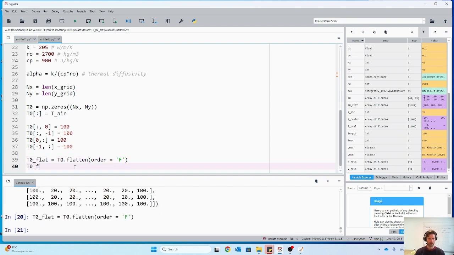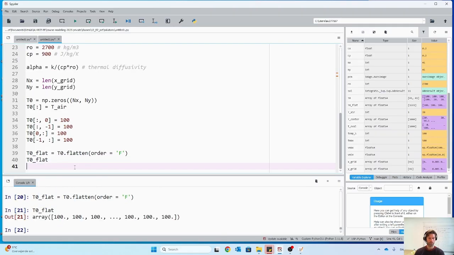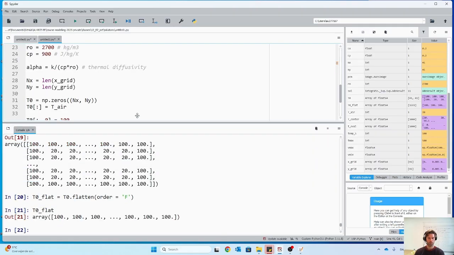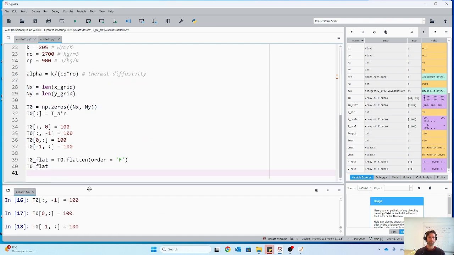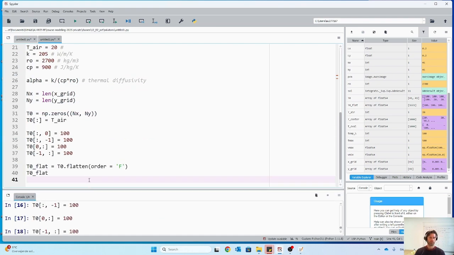Let's take a look at T flat. So now it is a 1D array. And of course, the first column is the edge, so all the first numbers will be 100. And then the next column will come after here. So that will start with 100 and then 20, 20, 20, 100 in the end, and so on. Good.